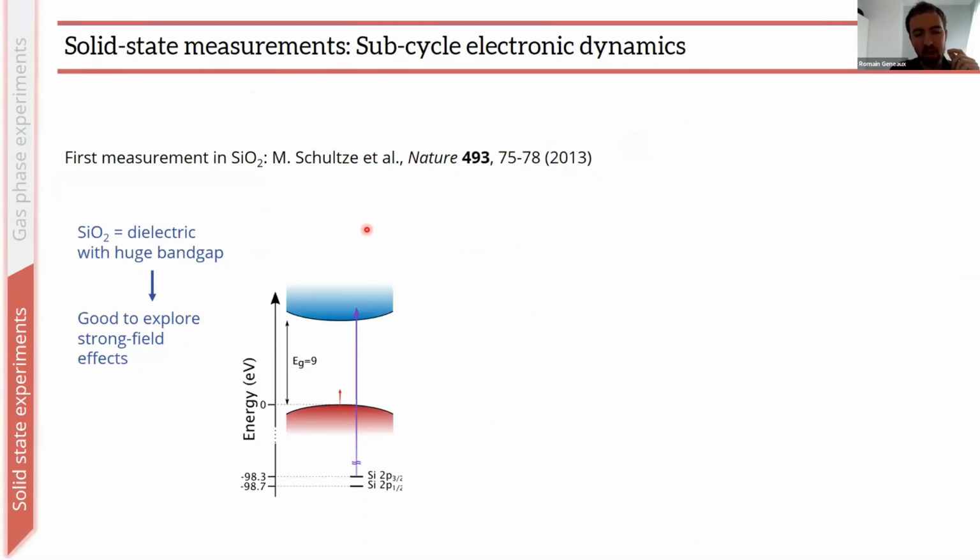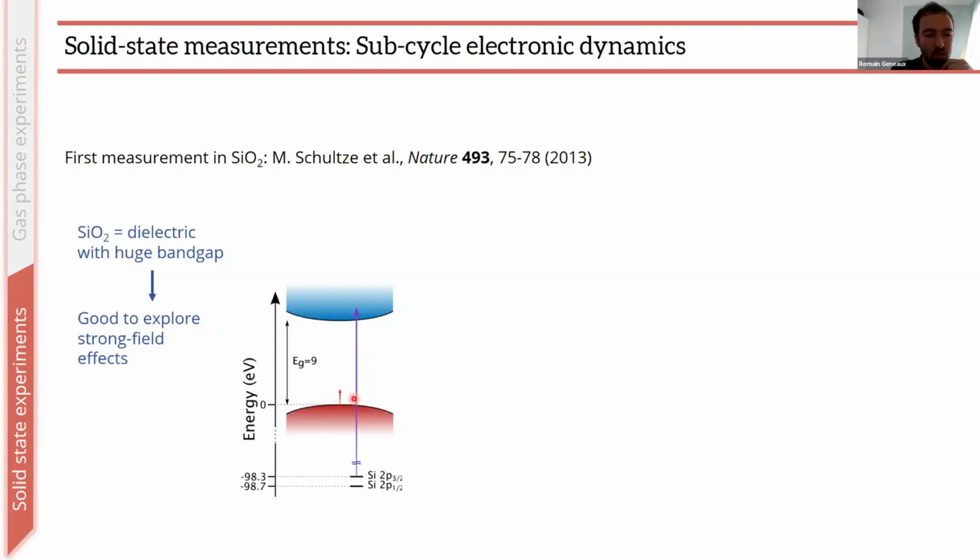And they were interested in looking at strong field effects. So what happens when you drive a solid very strongly, and pretty much what happens to the electrons under the strong field excitation. And it was probably natural to start with silica, so SiO2, because it's a dielectric with a huge band gap. It's got a 9 eV band gap between the valence band and the conduction band. And so it means that you can really drive the solid very strongly and only see pretty much strong field effects, because you're never going to be able to excite carriers from the valence to conduction band here.